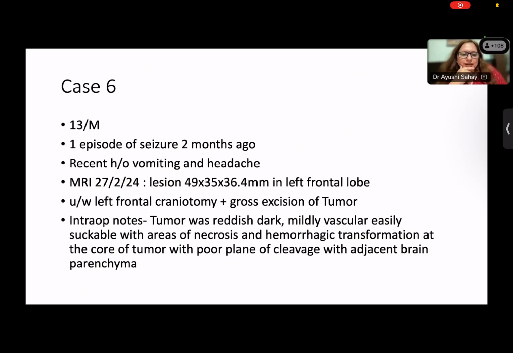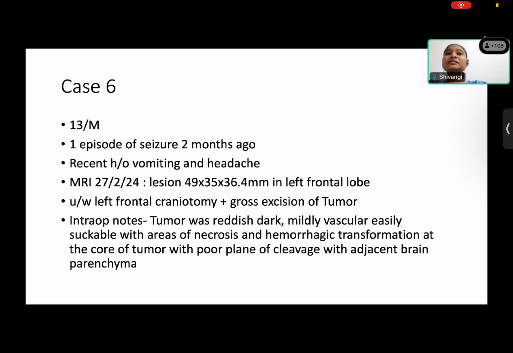So this was a 13-year-old male with again a short history, and I do have the radiological description that the tumor was around 4 to 5 centimeters in the left frontal lobe, and the tumor intraoperatively was dark, mildly vascular, easily suckable with areas of necrosis, and with poor plane of cleavage with the adjacent brain parenchyma. Can anybody tell me what this intraoperative description means?